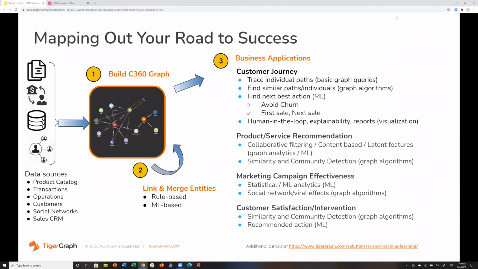All right. So I call this mapping out your road to success. You've gotten a lot of information today. And I want to suggest to you that it is possible to have a fairly simple starting path. So first of all, we're here to suggest that you do some customer 360. So you've got your multiple data sources. You're going to integrate them to build one graph.